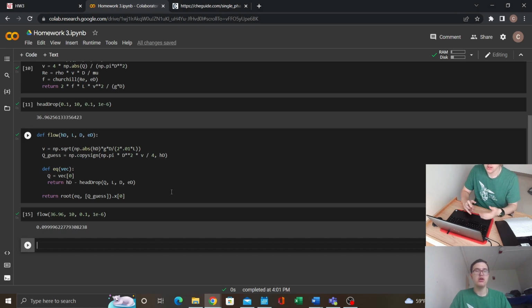To give us our true flow through the pipe, or if we were to give any specific head drop or values through this, it would give us the true flow through the pipe. Which means that we've finished homework 3, and if we wanted to, we could take this even further to do a whole network of pipes.